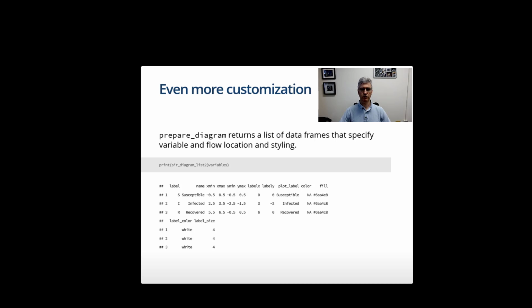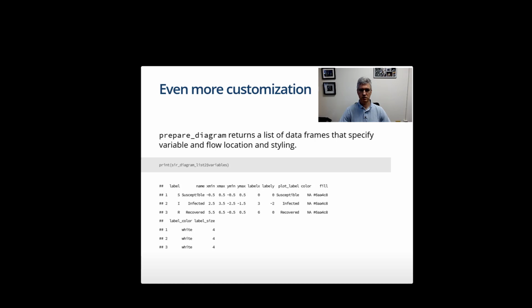You can do a good bit of customization with that, but it might still not quite get you where you need to be. And for that, we have this two-step process. When you call prepare_diagram, it returns a list with two data frames, one for variables and one for flows. Here we're just showing the one for variables. And what you can see is that this data frame specifies the locations of the boxes and the labels and what the colors are and other things, and the same for the flows.